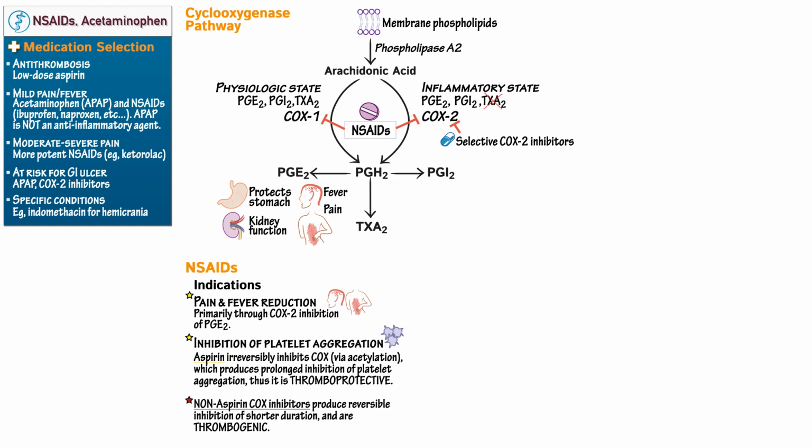The exact reason that NSAIDs and selective COX-2 inhibitors produce thrombogenicity and increase the risk of cardiovascular ischemia has multiple explanations, some of which we can understand as follows. For background, show that thromboxane A2 produces vasoconstriction, it increases blood pressure, and platelet aggregation, whereas prostacyclin produces vasodilation and blocks platelet aggregation.